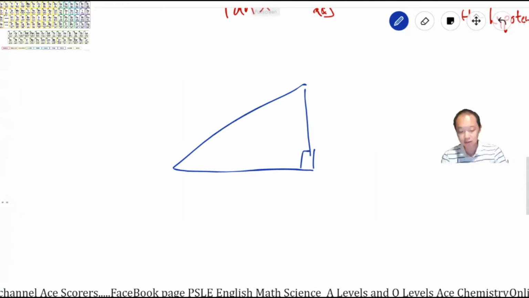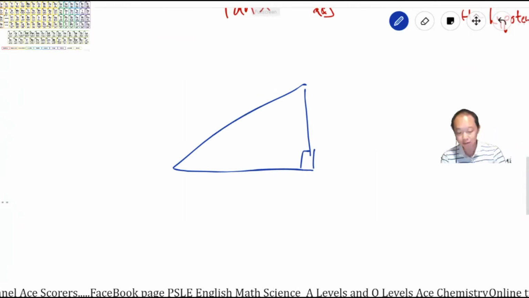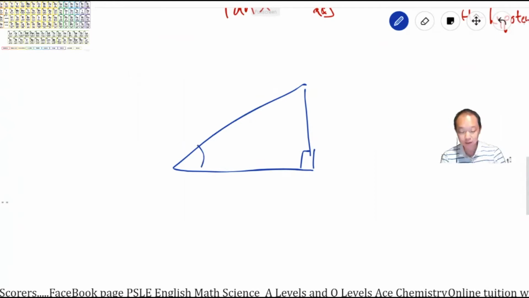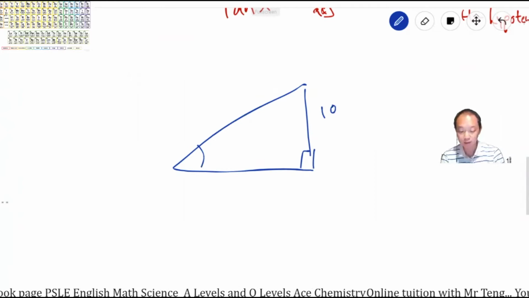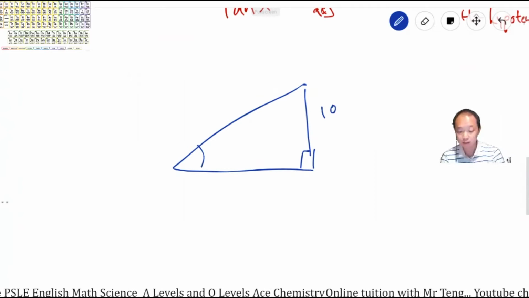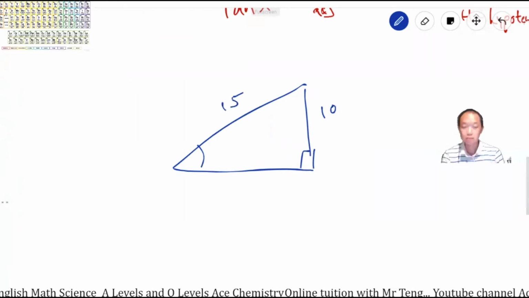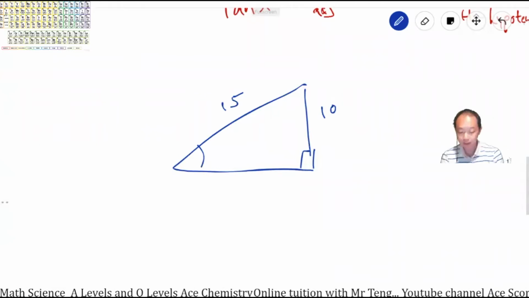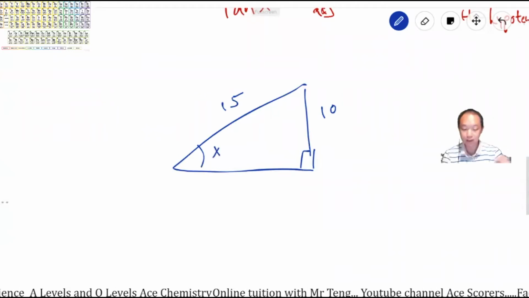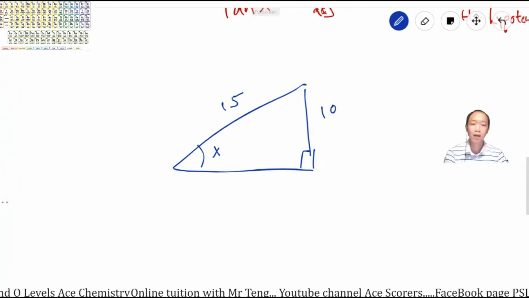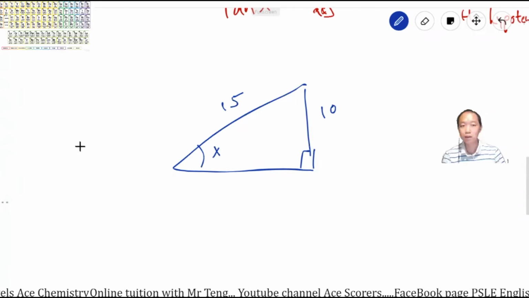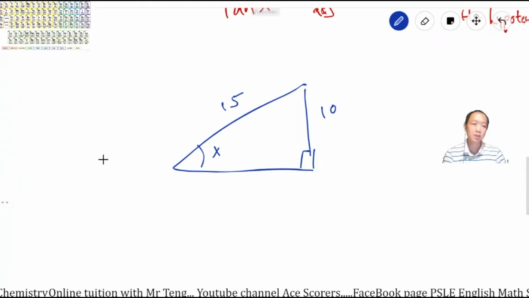Okay, so let's say this is the reference angle. And then I tell you that here is 10, value of 10. And then here is a value of maybe 15. Okay, and then I say, what is the angle here? So you look at this and okay, I gotta use trigonometry. But which book do you use? Do you use a sine, cosine, or tangent book?